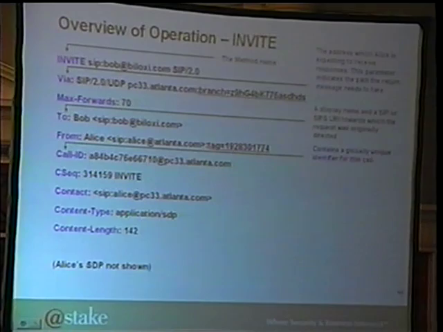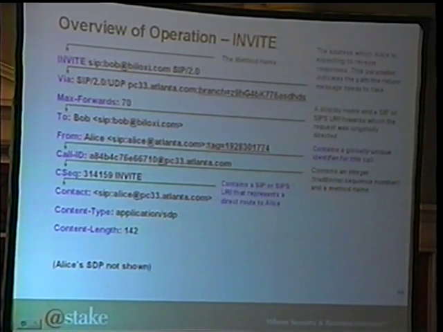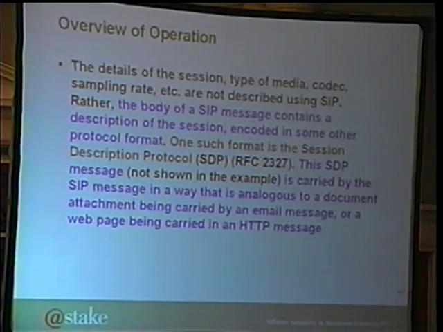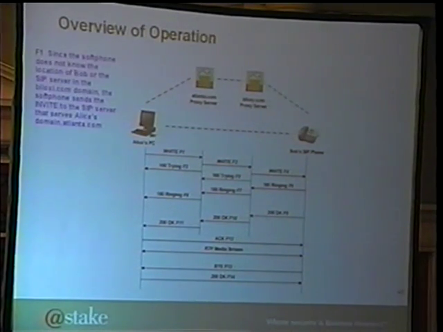Another interesting thing is the Call-ID, which contains a globally unique identifier for this call. It's very important, and a classical sequence number. A Contact header contains a direct route to Alice. In our case, pc33.atlanta.com is the direct connection to Alice's PC. The details of the session, the way we want to use the media, the codec that we want to use, the sampling rate, and each and every other piece of information is put in the SIP body. The SIP body is actually a MIME type, which is described by another protocol called SDP, which is RFC 2327.